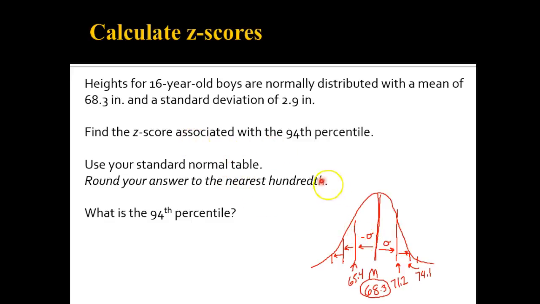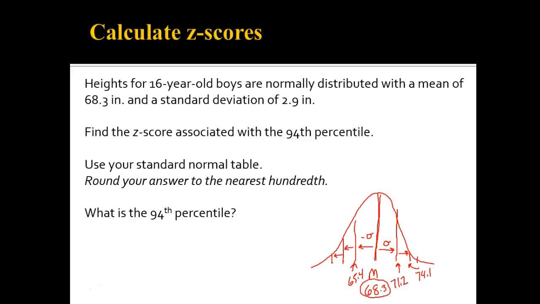Now, here's the thing. We have a chart, and it's in your notes, and I'm not going to recreate it here, that tells you what percent each of these areas is. But what if I want to find a percent that does not match up with these areas? What if I want to find a percent that's not on the chart? And that's the situation we have here. I want to find the 94th percentile. I want to know what's the score at the 94th percentile in this normally distributed data.